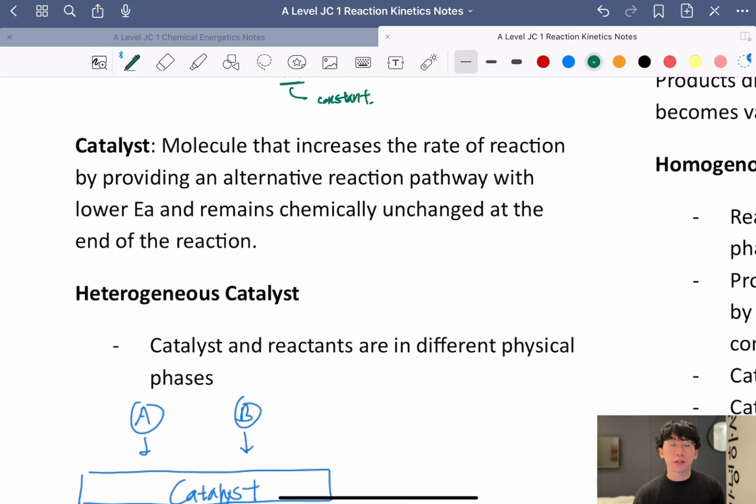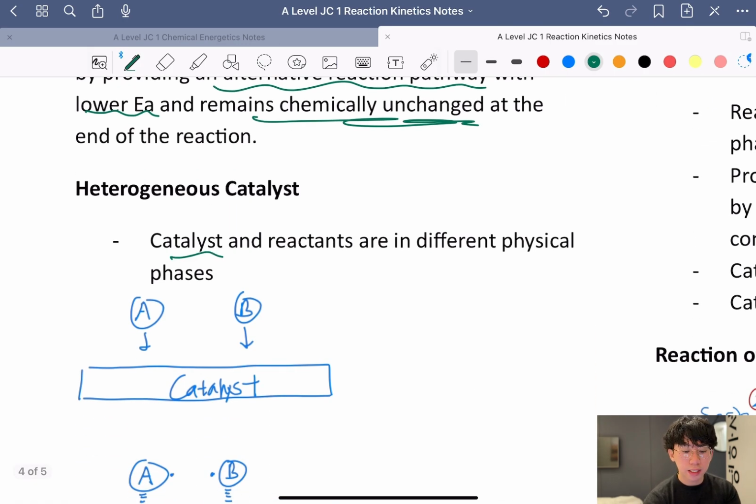Now we move on to a big concept, catalysts. So what are catalysts? Catalysts increase the rate of reaction by providing an alternative reaction pathway with lower activation energy, and they remain chemically unchanged at the end of your reaction. So there are two kinds of catalysts. You have to memorize these two. One of them is a heterogeneous catalyst. This one is when the catalyst and your reactants are in different physical phases.